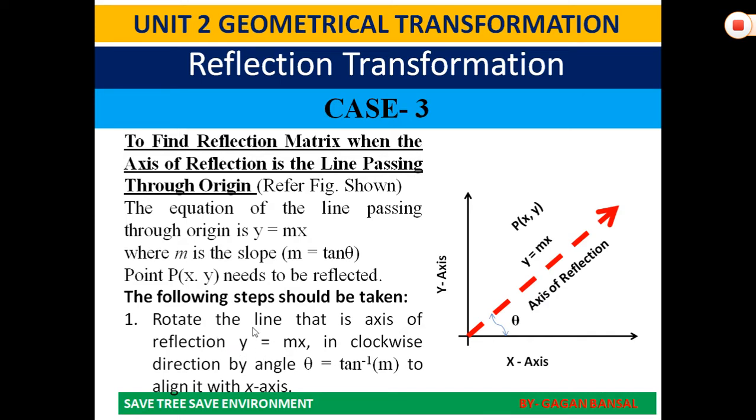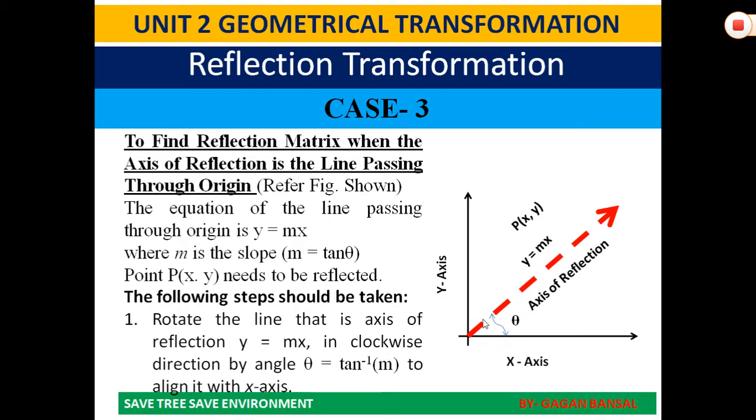What it means is, we know how to find the reflection matrix along the x-axis, and we know how to find the reflection matrix along the y-axis. But if there is a line which is not along the x or y axis but passes through the origin, we need a proper systematic structure, and we will follow 3 different steps. The first step is to rotate the line, that is the axis of reflection, in clockwise direction by angle theta, where theta equals tan inverse m, and m is the slope of the line, to align it with the x-axis.